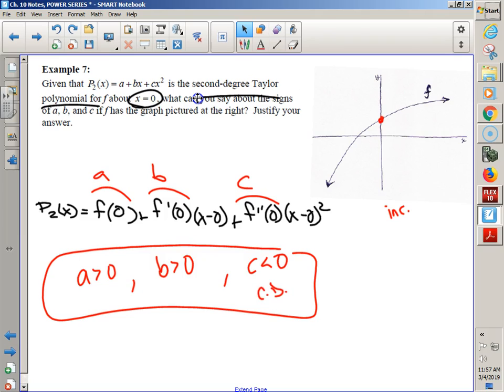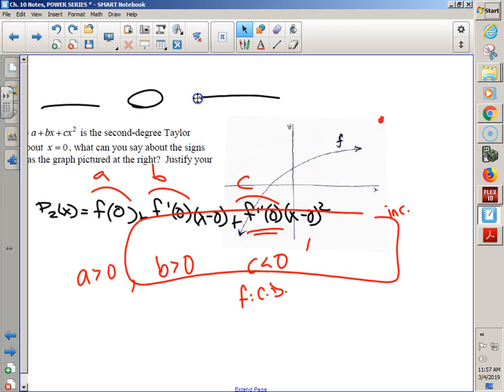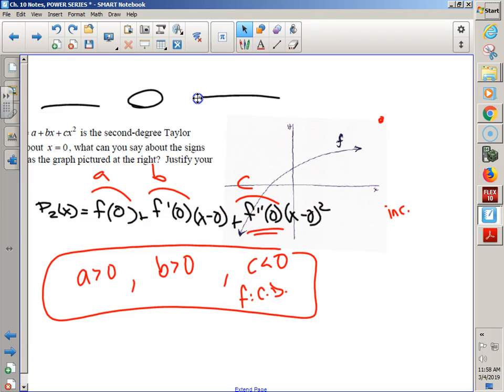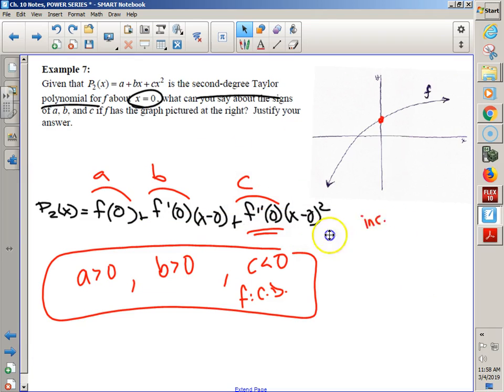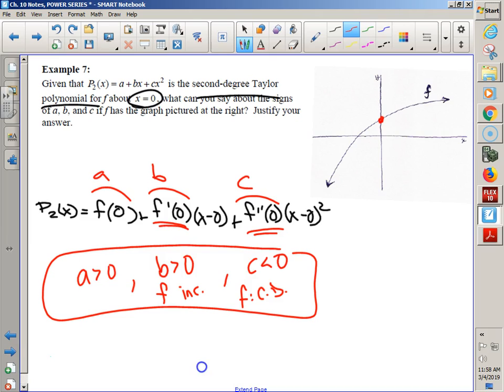My function is concave down. My function is increasing. That's some fun noises for whoever's watching that video. The function is increasing. So f prime is positive, and then f of 0 is up. I don't know what to do about that. Okay, there you go.